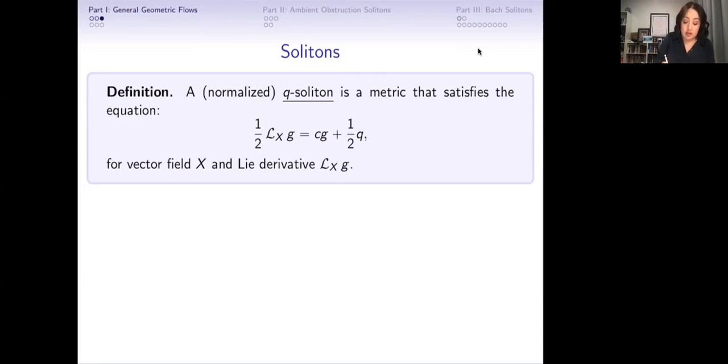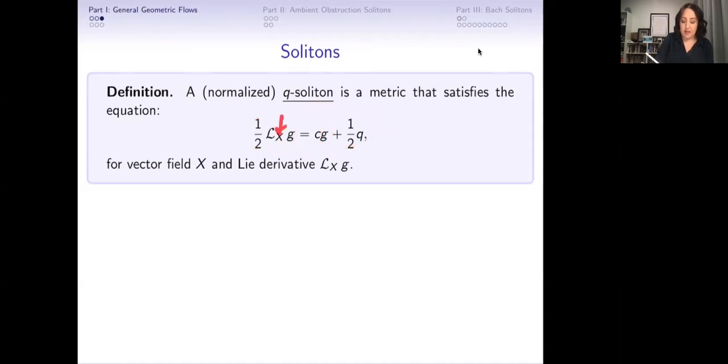Well, a soliton, or really more specifically a normalized Q soliton, I'll talk about that in a minute, is going to be any metric G that satisfies the equation 1/2 times the Lie derivative for vector field X of G equals CG plus 1/2 times Q. Okay, so again, my soliton is the metric that satisfies this broader equation.